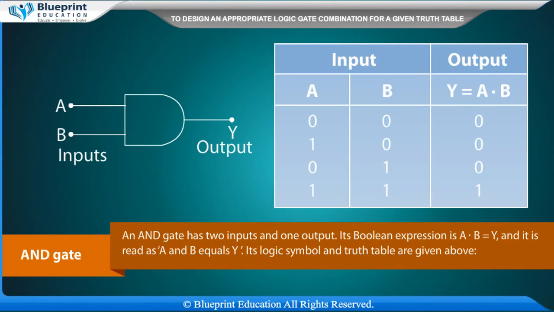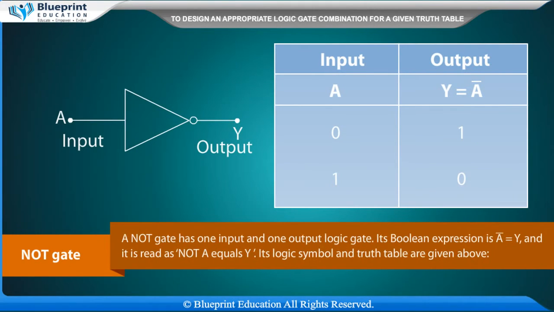AND gate. An AND gate has two inputs and one output. Its Boolean expression is A dot B is equal to Y, and it is read as A and B equals Y. Its logic symbol and truth table are given above. NOT gate. A NOT gate has one input and one output. Its Boolean expression is A bar is equal to Y, and it is read as NOT A equals Y. Its logic symbol and truth table are given above.